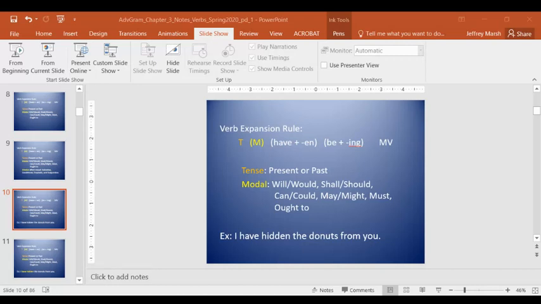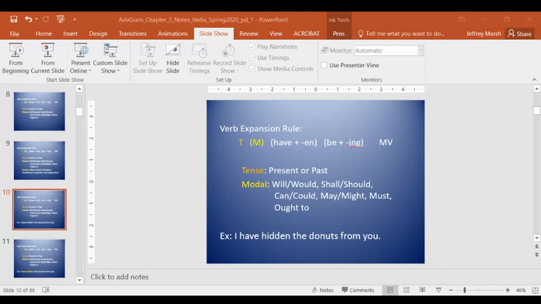Lastly, my fifth part is my main verb. Remember, my main verb, just like my tense, is not optional. You have to have a main verb. My main verb is always the last word. So that's nice: the tense is always the first word, the main verb is always the last word, and then there's sometimes stuff in between. My main verb is "hidden."